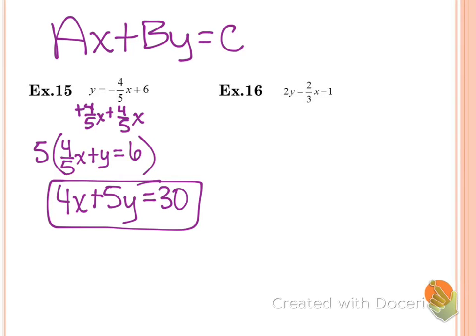On number 16, what do I need to do? Subtract 2/3 x. The sign on the x term is negative. What about on the 2y? The 2y is positive. What's left on the other side? A -1. Now we've got two issues. A is negative and there's a fraction. If you want to deal with those one thing at a time, you can, or you can deal with it all at once.